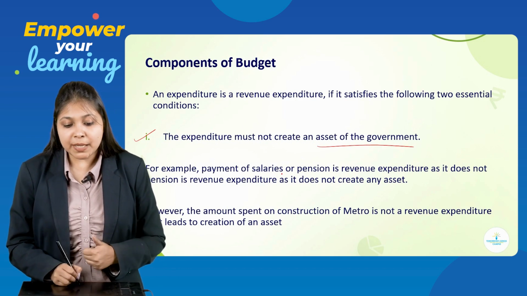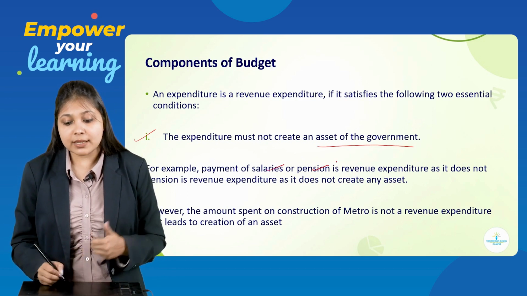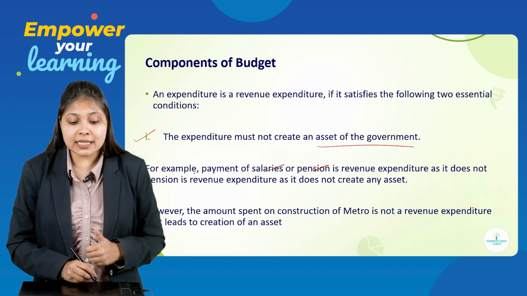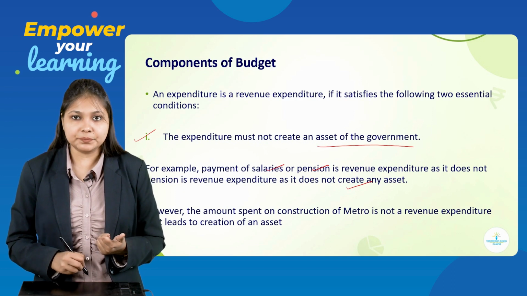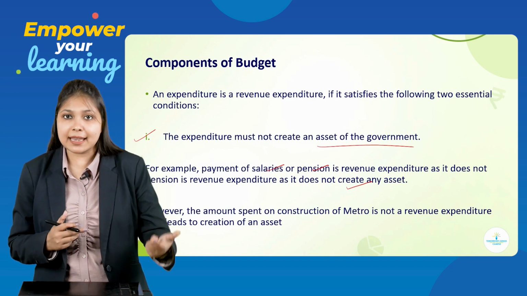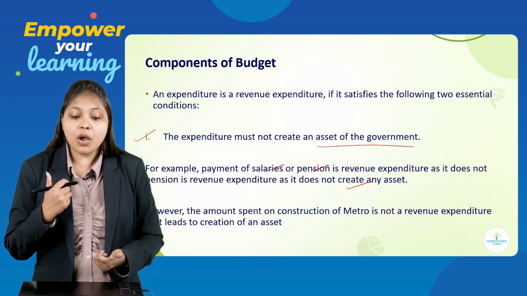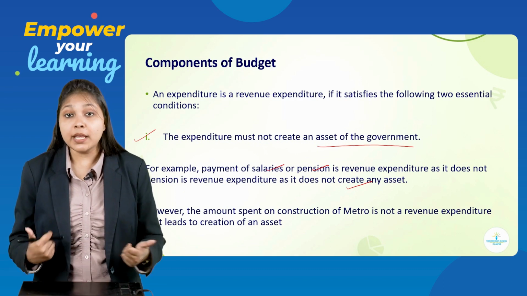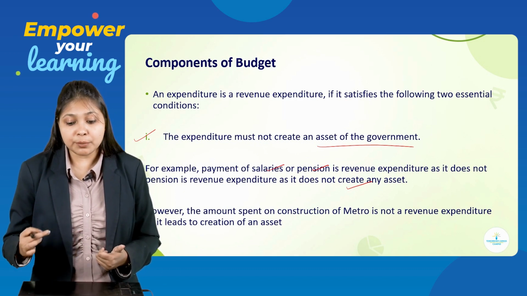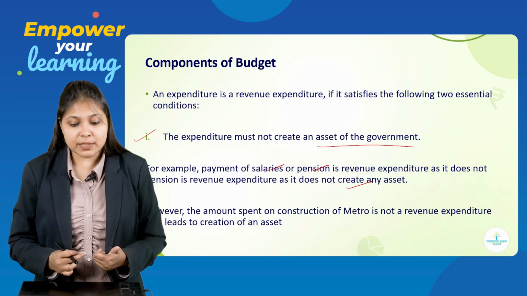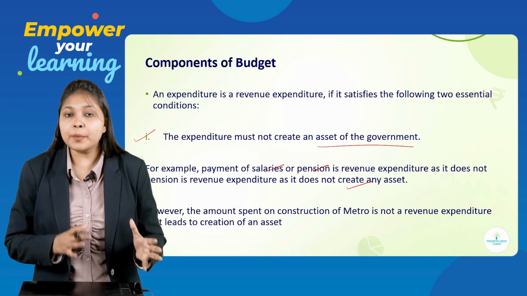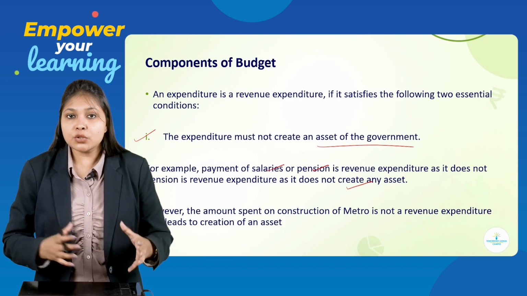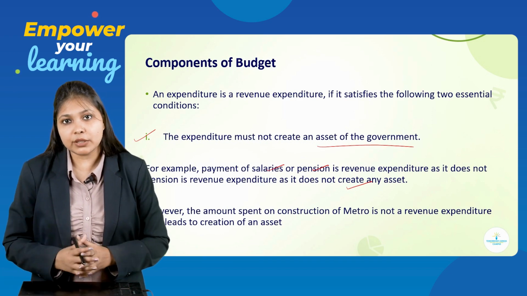For example, payment of salaries or pension is a revenue expenditure as it does not create any asset. When the government pays salaries to its employees or pensions to the people, it is called a revenue expenditure since it does not create any asset. The government is basically just making the payment, so this is not creating any asset for the government.